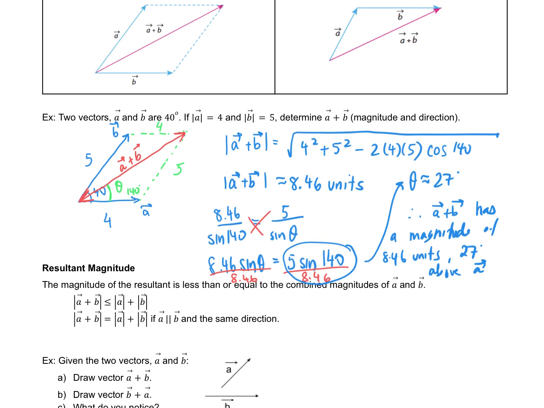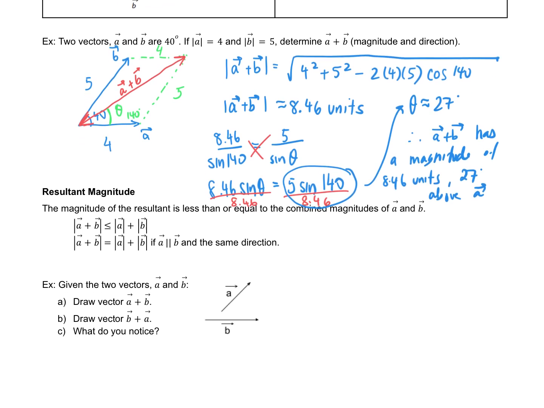Now, a little property about the magnitude of the resultant vector. The resultant vector magnitude is always going to be less than or equal to the sum of your starting two vectors. So in the previous example, 4 and 5 were my starting vectors. The sum of 4 and 5 is 9. The resultant vector has to be 9 or less, which we got a number less than that.